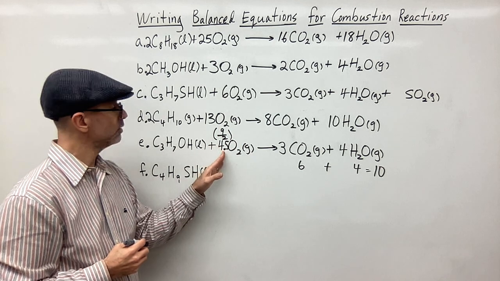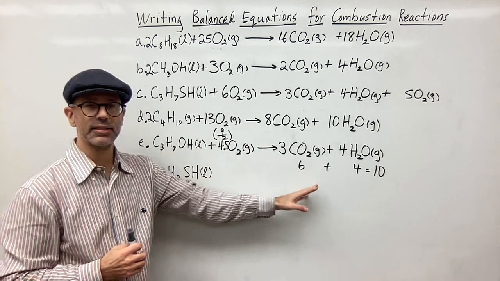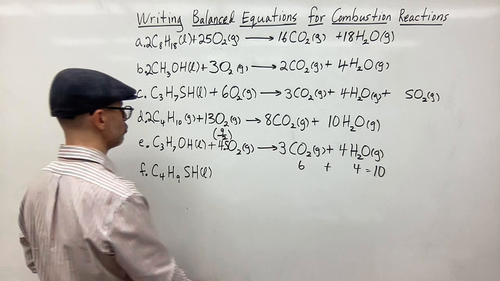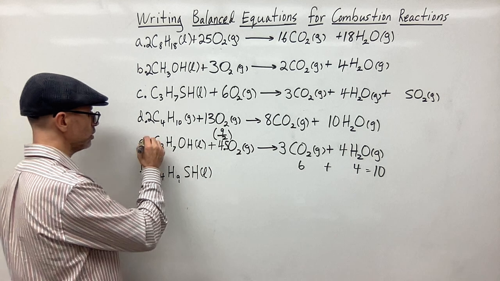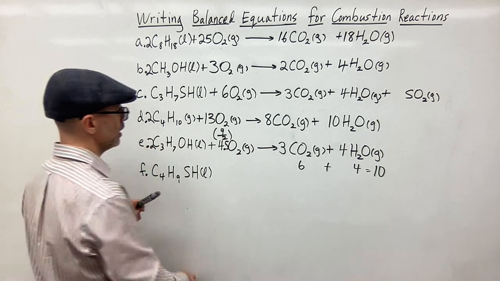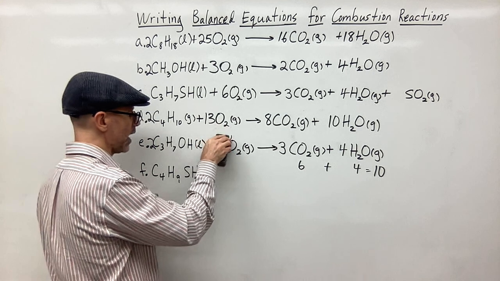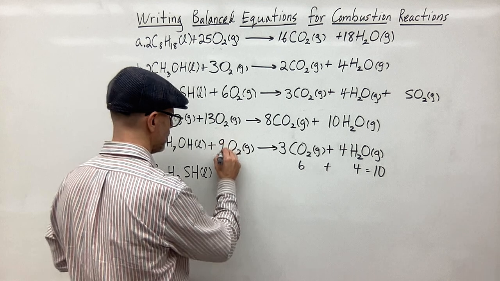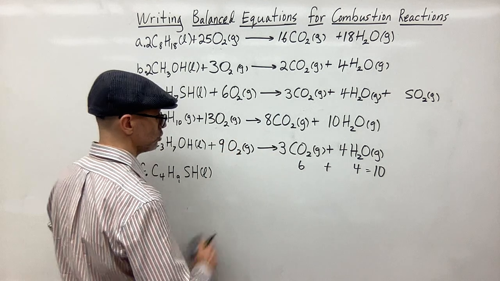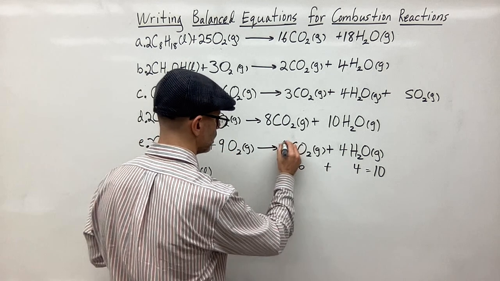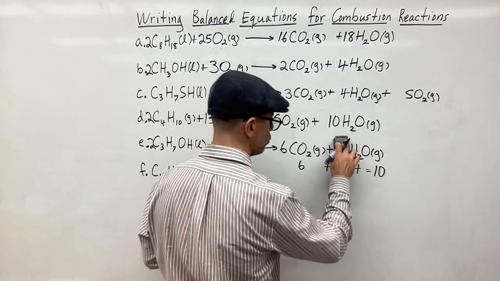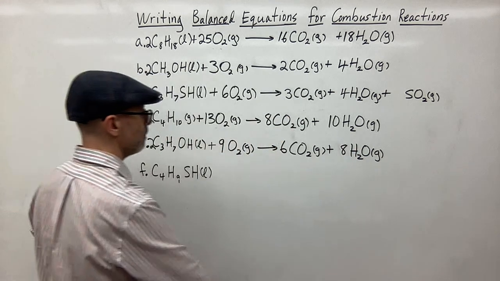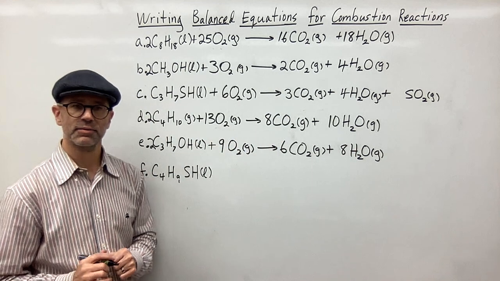9 that I need. So then I have 10 on this side, 10 on this side. Now it's balanced. But again, we got to get rid of the fraction by multiplying by 2. So 1 times 2 is 2. So we got 2 here. 9 halves times 2 is 9, or 4.5 times 2 is 9, same thing. So this is going to be 9. 3 times 2 is 6. And 4 times 2 is 8. And now I have my balanced equation without any fractions.